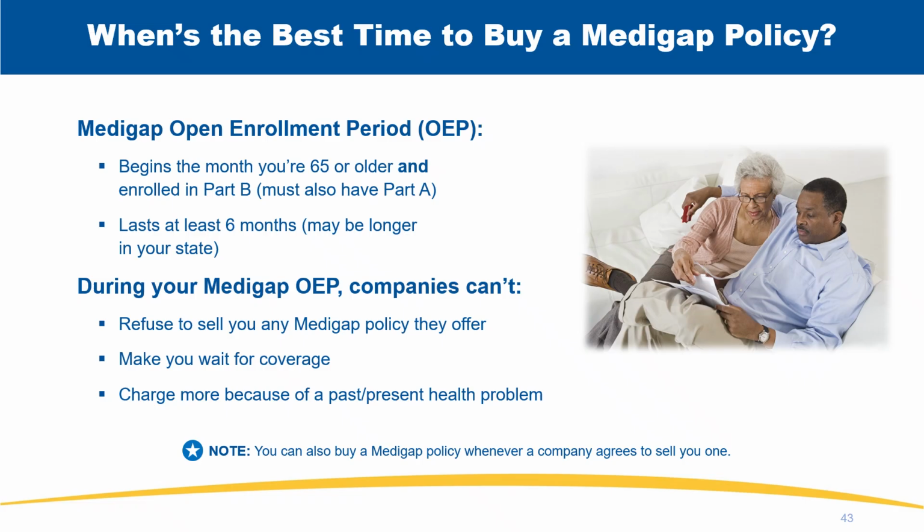During your Medigap open enrollment period, companies cannot refuse to sell you any Medigap policy they offer, make you wait for coverage, or charge more because of past or present health problems. So again, this is the only time you're protected from underwriting. Otherwise, these three situations will apply to you if you're outside of that.